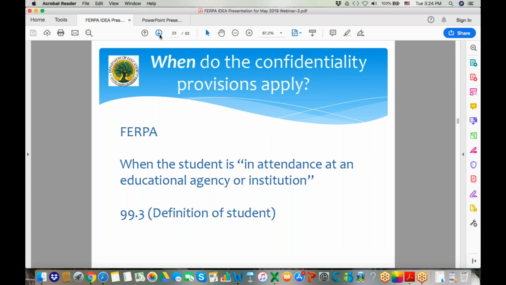So let's take a look at what FERPA has to say about when the confidentiality provisions apply. And here we're a little different because under FERPA, it's when the student is in attendance at the educational agency or institution. So that's kind of critical because, especially on the post-secondary side, where a student is applying for admission and maybe never actually attends that university, those admission records would not be covered under FERPA because the student was never in attendance at that agency. So that's a little difference in that we focus on a student being in attendance.